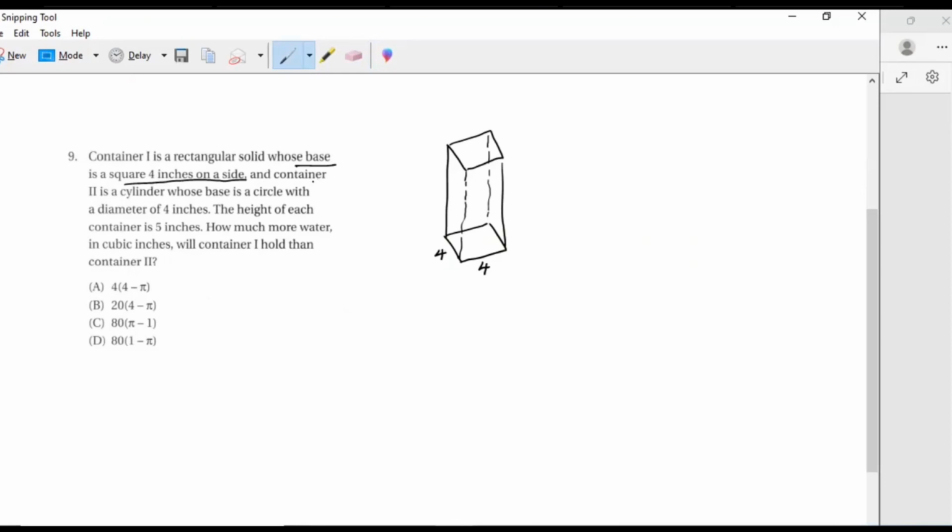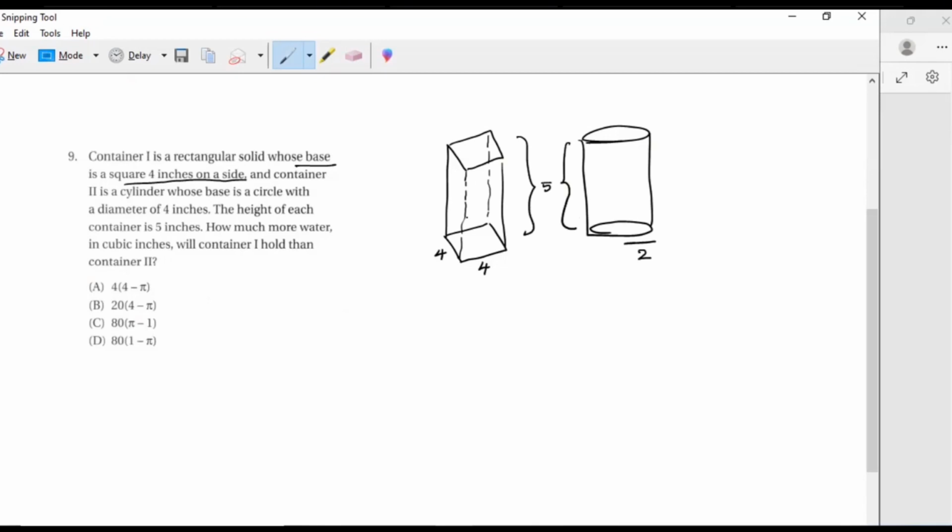Container 2 is a cylinder whose base is a circle with a diameter of 4 inches, which means what is the radius? 2. Radius is 2. The height of each container is how much? 5, correct? Inches.